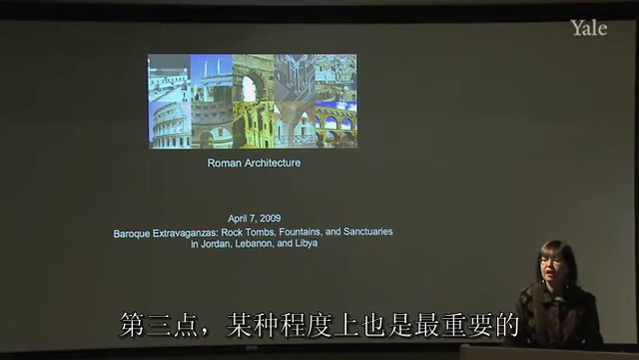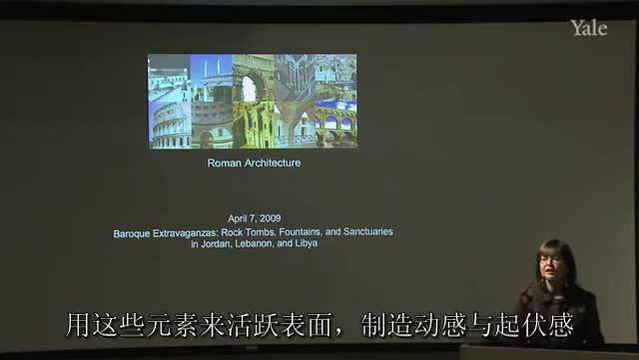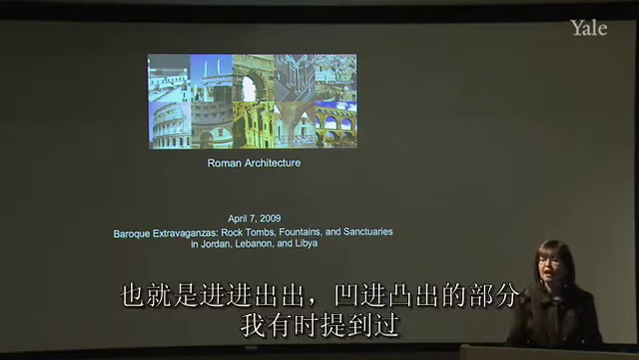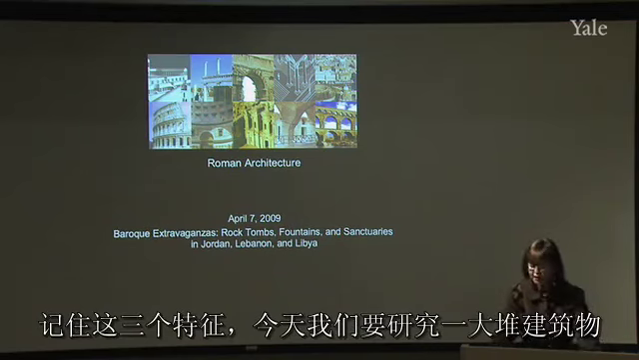The third, and in some respects the most important, is that they use these traditional elements of architecture to enliven the surface, to create motion, to create a sense of undulation, and that in and out projection and recession that I've mentioned on a few occasions. We see that interjected into these works of architecture of the so-called Baroque style. So keep those three characteristics in mind as we look at a host of buildings today.